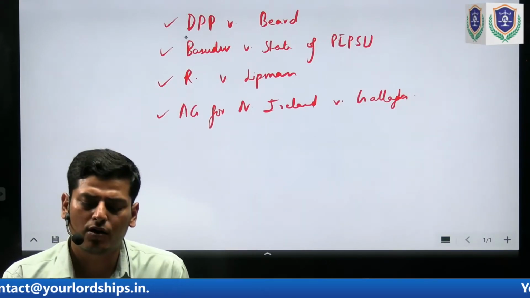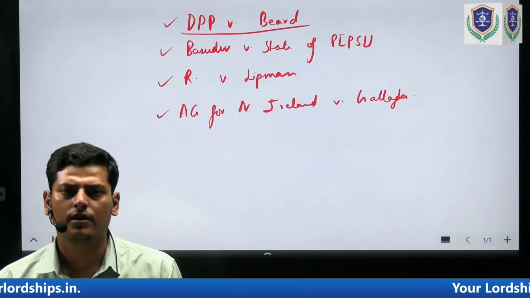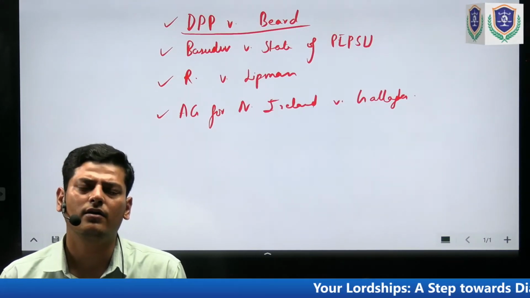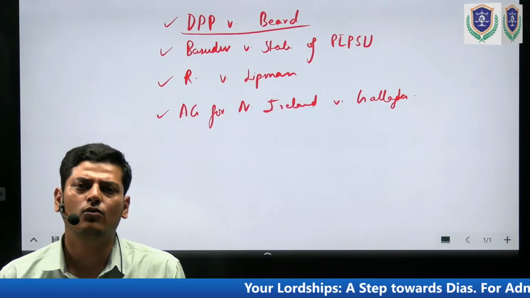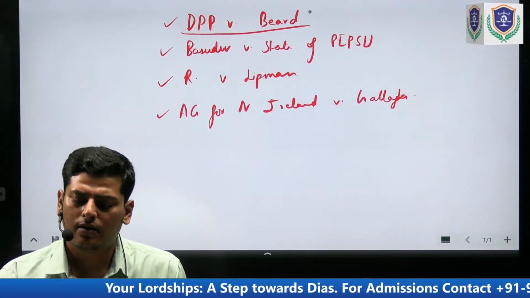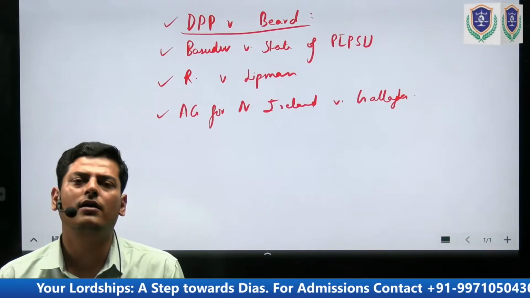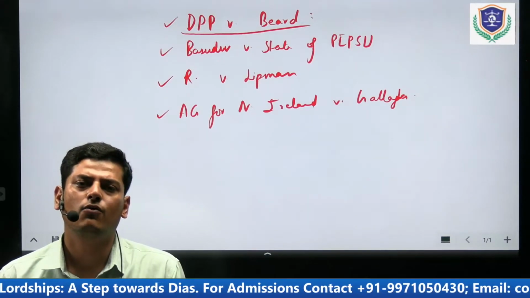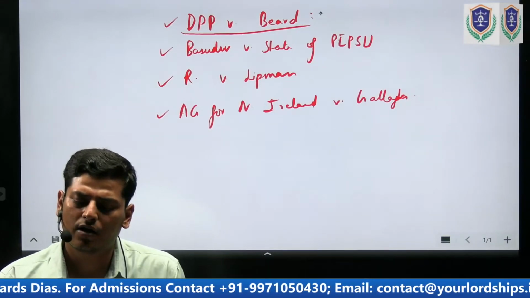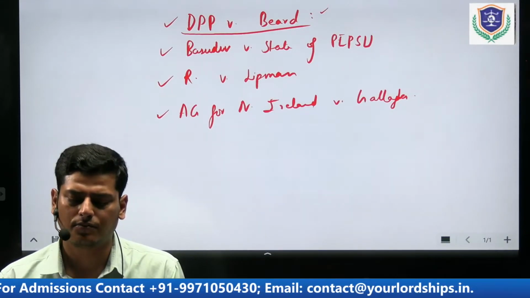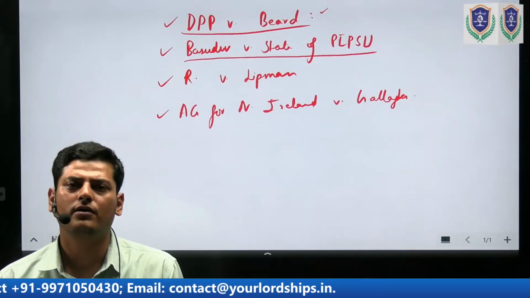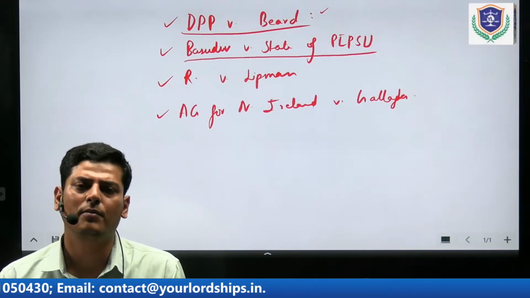Directorate of Public Prosecution versus Beard. In this case, what happened was a watchman was there. He was intoxicated, and he ravished a girl who was there. And in the due process, the girl died as she was suffocated. So in this case, the intoxication defense was not available. Then another case of Basudev versus State of Pepsu is there. That also you must be remembering.